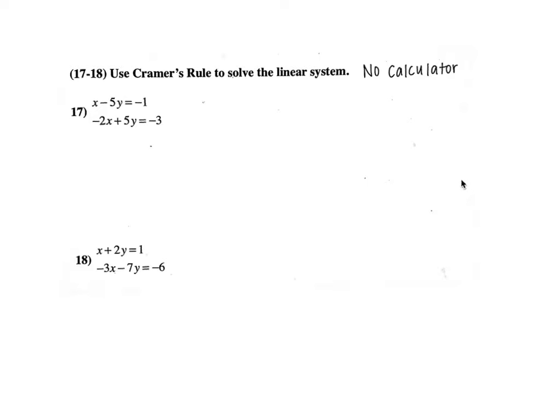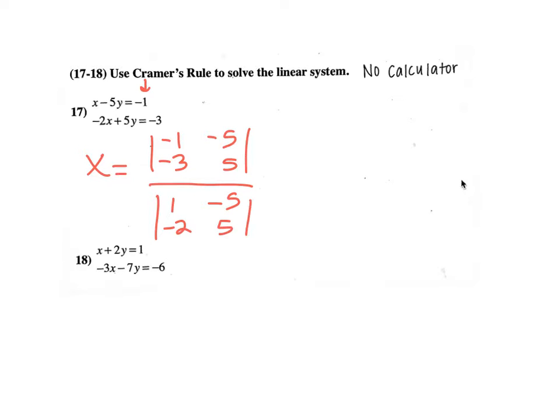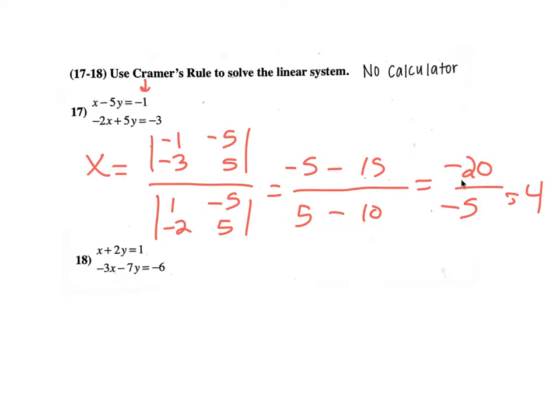All right, Cramer's rule. Remember, when you're looking for the X, don't use the X on the top. Instead of using the X, I'm going to use the negative 1 and negative 3. I'm using those two numbers in the X's spot. On the bottom, you always go X, Y. Got that backwards, sorry. You go X, Y, X, Y. And now you just do your determinant. Multiply the first diagonal, multiply the second diagonal. You always subtract, you get negative 20 there. On the bottom, multiply the first diagonal, multiply the second diagonal, you always subtract, that's negative 5. So you get 4, that's your X value.